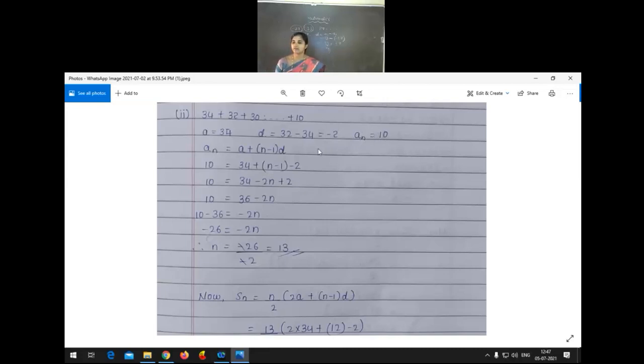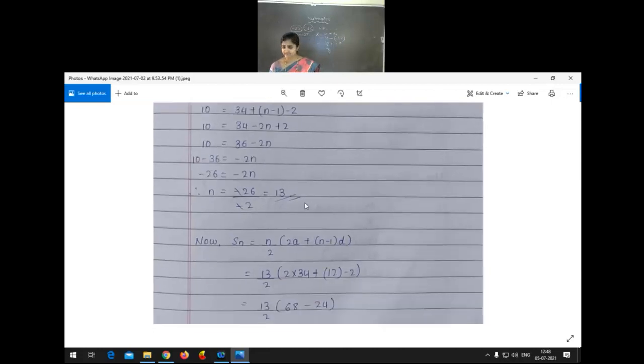Then an is equal to a plus n minus 1 into d. Why do you have to use this? Because we need the number of terms. So use an is equal to a plus n minus 1 into d to find out the number of terms. The number of terms we got is 13. Got the idea of this one, no?